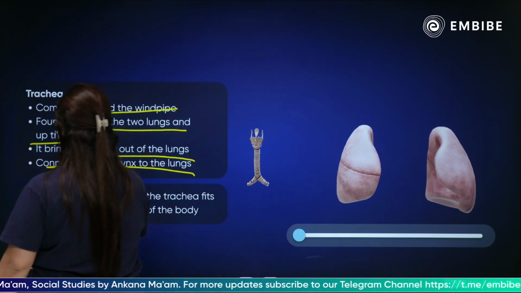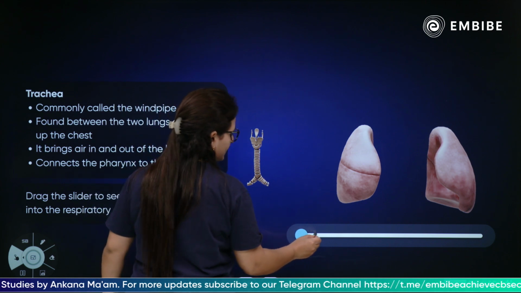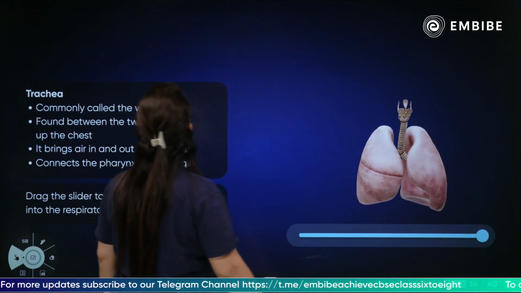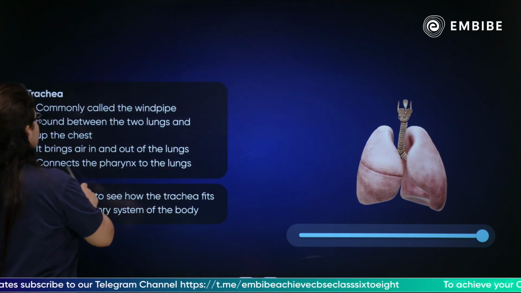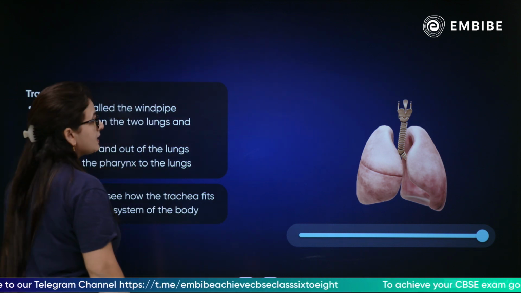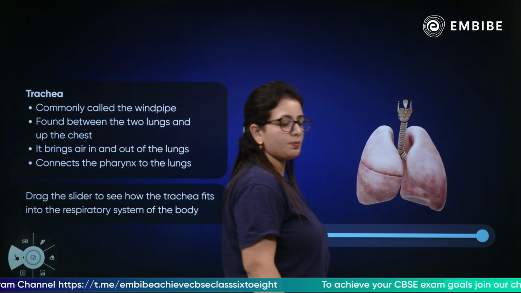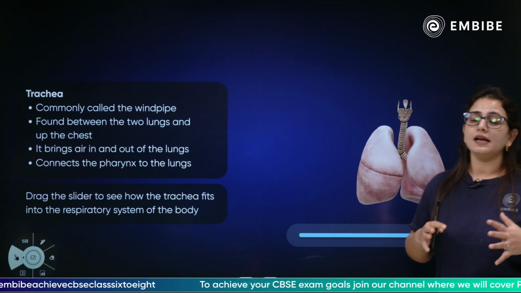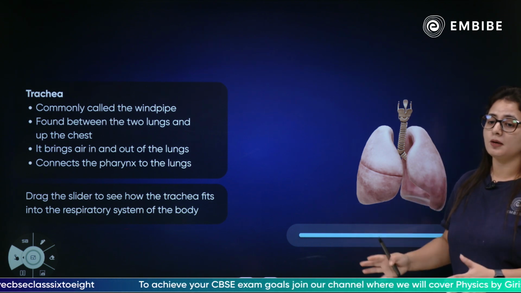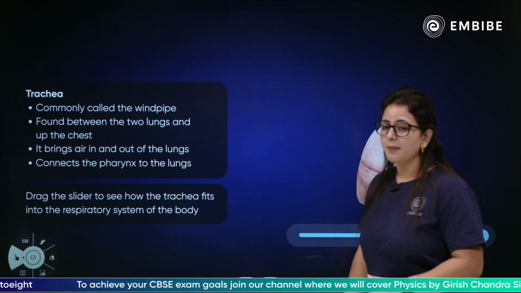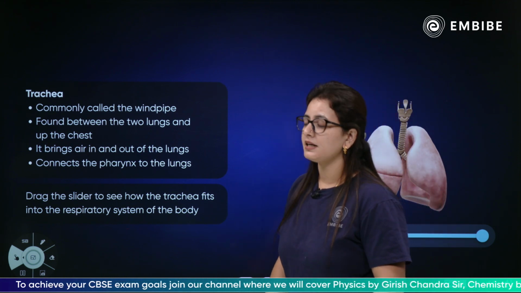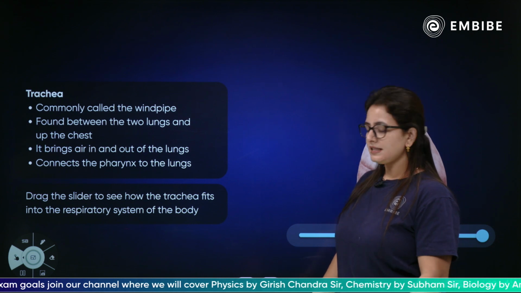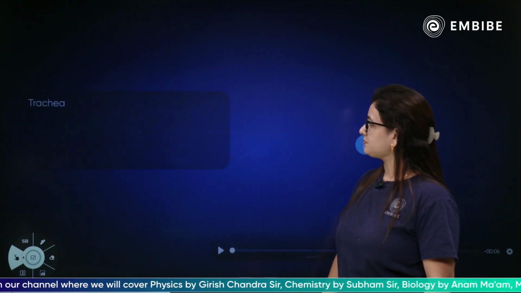As I drag the slider, you can see how it is present between the two lungs. It connects the pharynx to the lungs and brings air in and out. The whole function of bringing air in and out of the lungs is the responsibility of the windpipe, and that is why it is called the windpipe. It connects both parts of the lungs and is present in the chest cavity. This is your trachea.